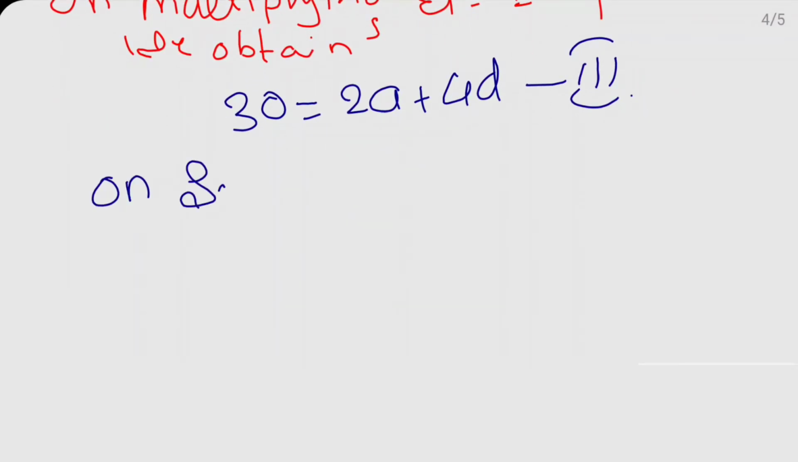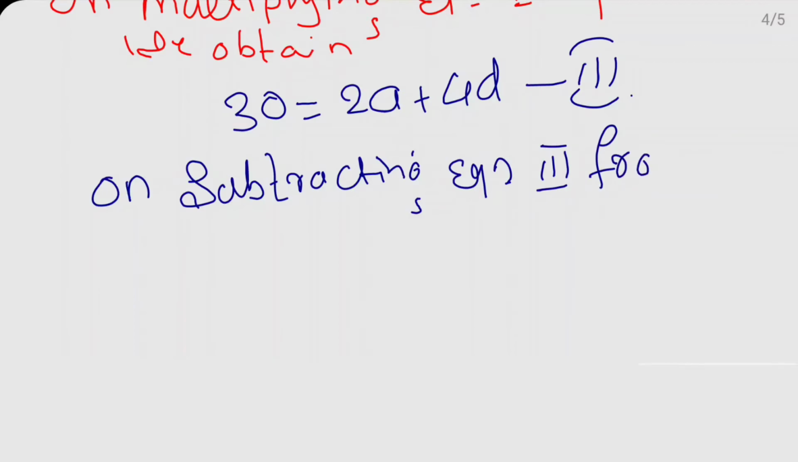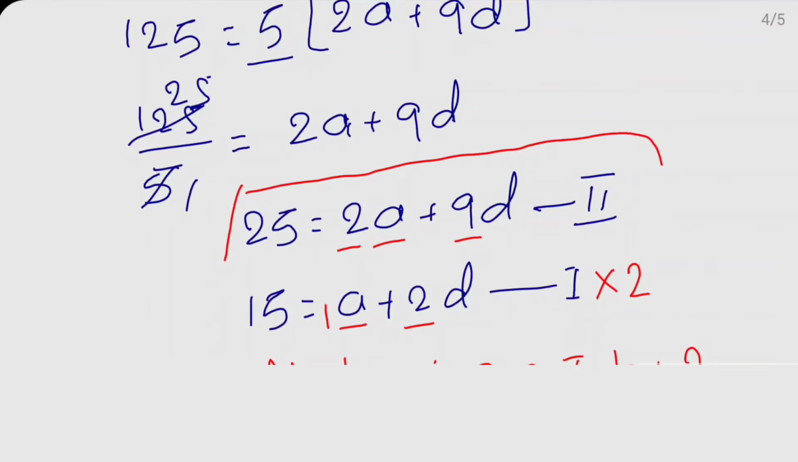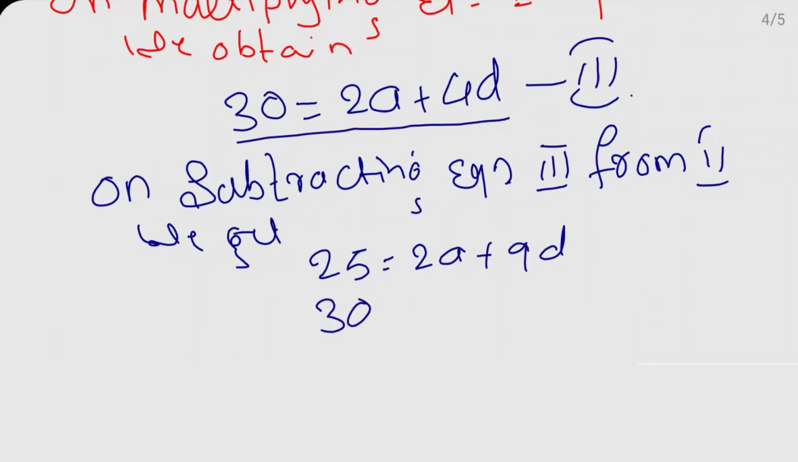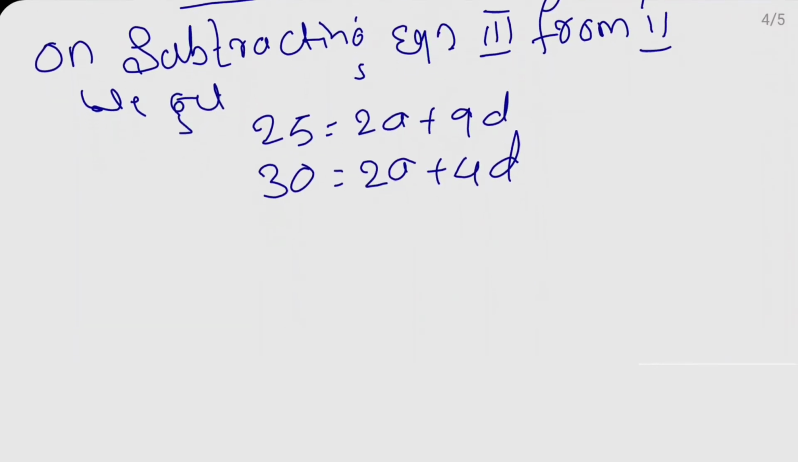So write down here, on subtracting equation 3 from 2 we get. What is equation 2? So look at equation 2, 25 equals 2a plus 9d. So equation 2 is 25 equals 2a plus 9d and equation 3 is 30 equals 2a plus 4d. So now make a subtraction.